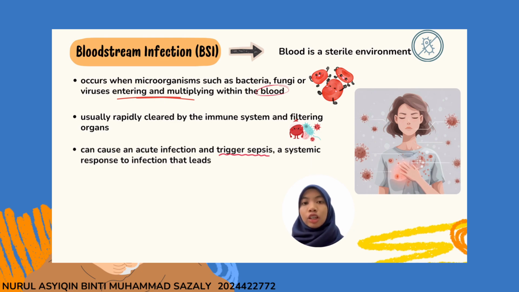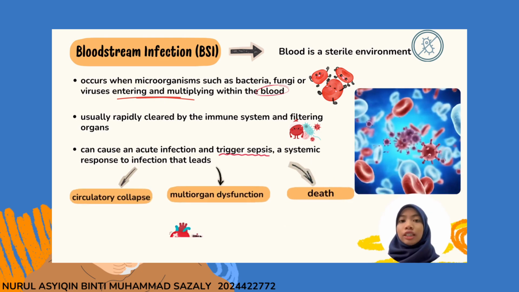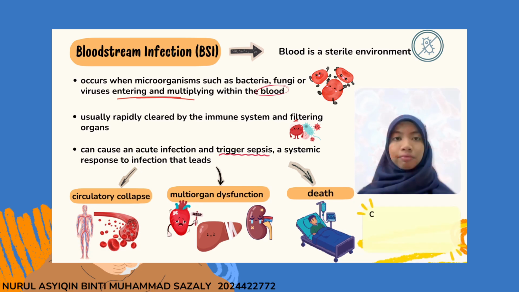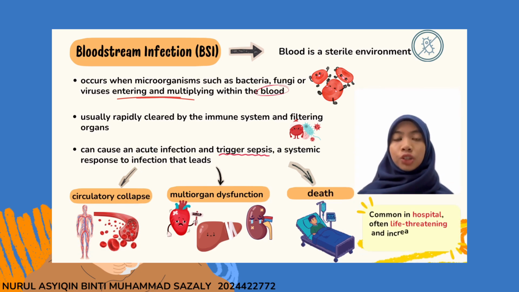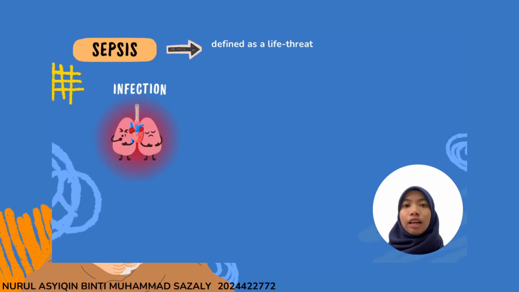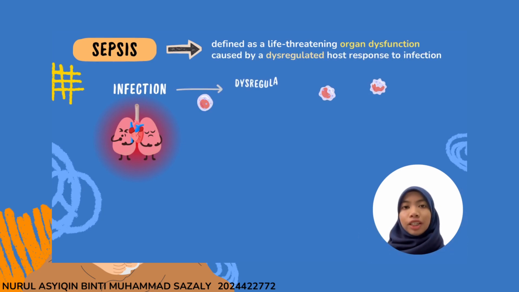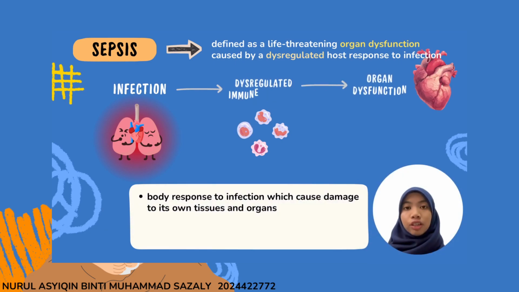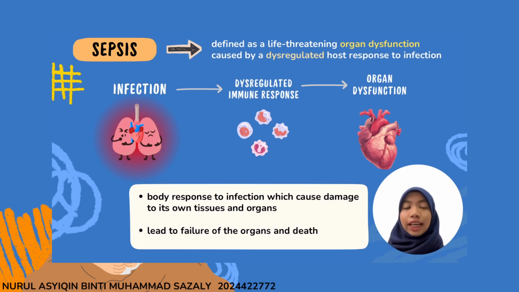Septic response to infections can lead to circulatory collapse, multi-organ dysfunction, and death. This infection is common in hospital, life-threatening, and increasing in prevalence. Sepsis is defined as a life-threatening organ dysfunction caused by a dysregulated host response to infection. In sepsis, the body responds to infection in a way that causes damage to its own tissue and organs, which eventually leads to failure of the organs and death.